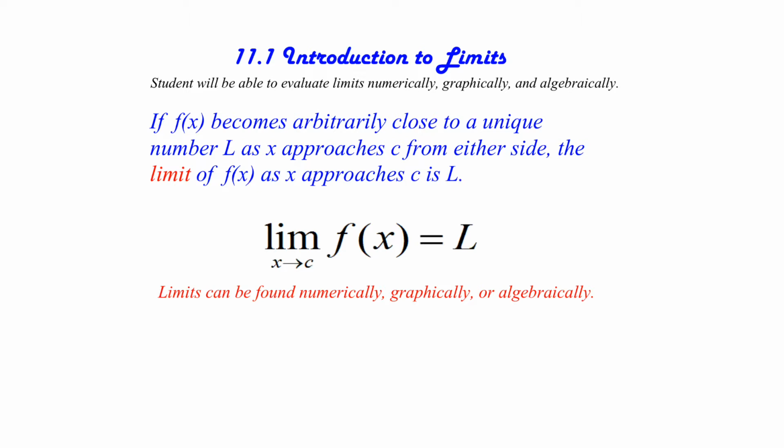Now we're probably going to have to read that again. There's a lot going on there. So if the function becomes arbitrarily close, okay, that's important. It becomes close to some unique number L as x approaches this c value from either side. So from the left and from the right side, the limit of f of x as x approaches that number c will represent the limit, or in this case is L.